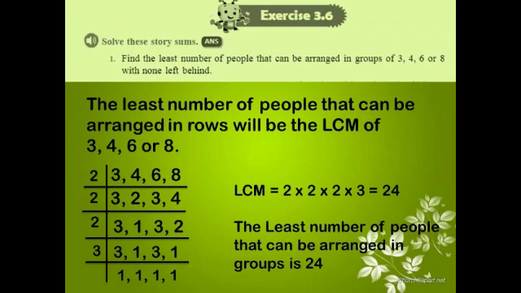Then again you will divide with 2. So write 3 as it is. Bring down 1 and again 3 as it is. Then 1 2s are 2. Next you will write the smallest prime factor as 3 to divide these numbers. So 1 3s are 3. Then again 1 3s are 3. So the LCM will be 2 into 2 into 2 into 3, which is nothing but 24. So the answer is, the least number of people that can be arranged in groups is 24.